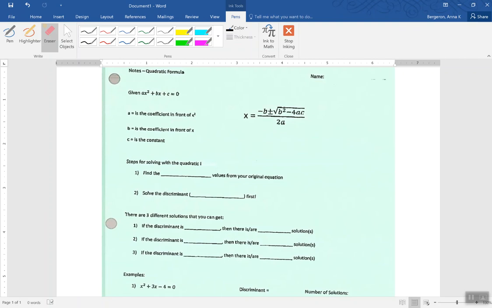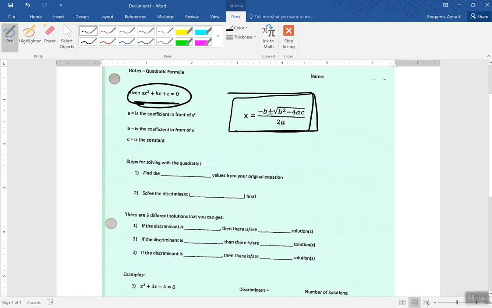The first thing we want to notice is that to use the quadratic formula, our equation, the quadratic, has to be in standard form. So this is our standard form here. The x squared term comes first, then the x term, and then the constant is last. We want it in this order so that we can use the quadratic formula.